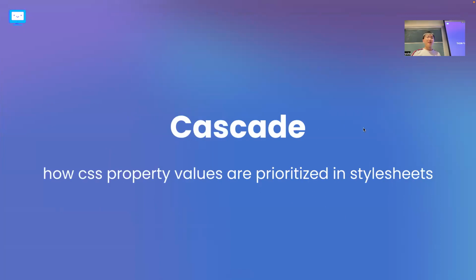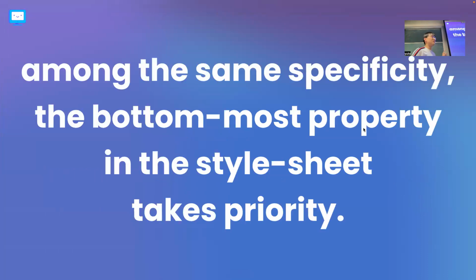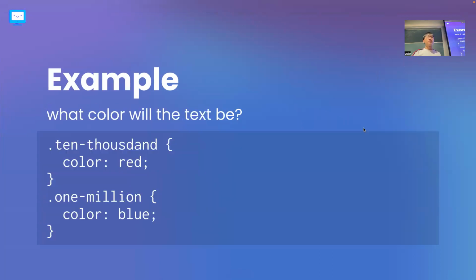Okay. So cascade is how CSS property values are prioritized in style sheets. This is important to know, just like the specificity slide. Among the same specificity, the bottommost property in the style sheets takes priority. So for example, if a div has both of these classes applied to it, 10,000 and 1 million, what color will the text be? It'll be blue.